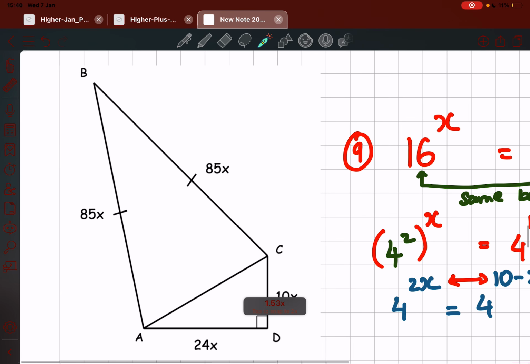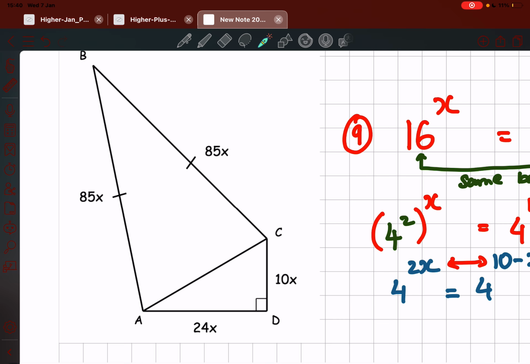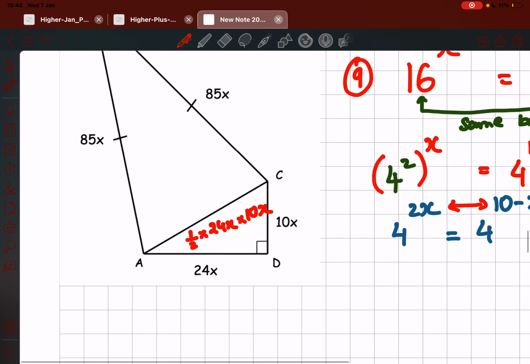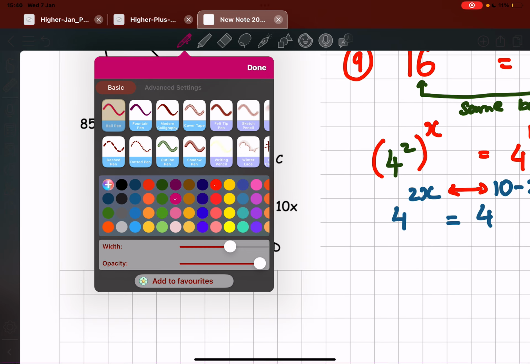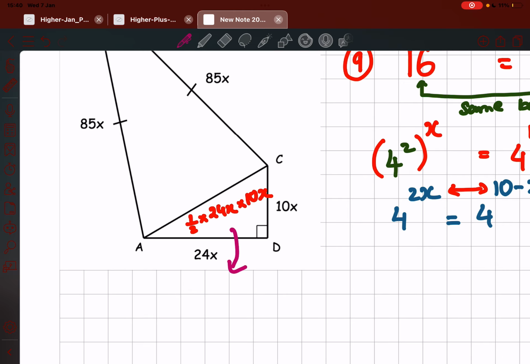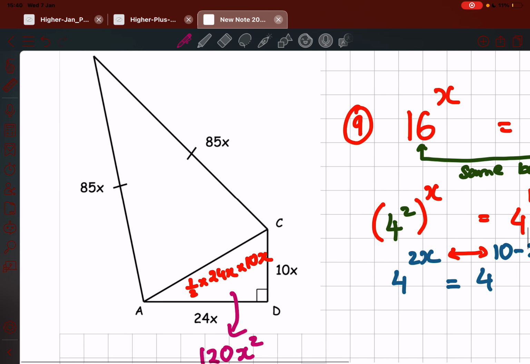Last question is finding the area of this quadrilateral shape. First part is easy because we could do half of base times height. So my base here is 24x, height is 10x. So that will be 24 times 10, which is 240, half of 240, which would be 120x squared. So that part is easy. That wasn't bad.